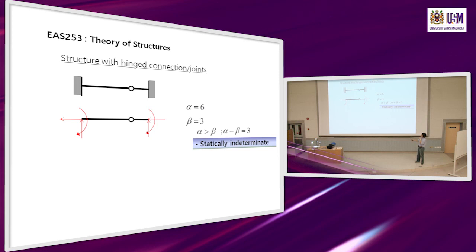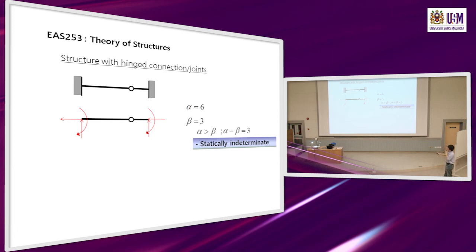Beta is equal to 3 is for the whole structures. But for this problem where you have an internal hinge like this, you get one extra equilibrium equation where the moment is zero at the pin joint. So you have one extra equilibrium equation, 1 plus 3, you get actually 4 here.